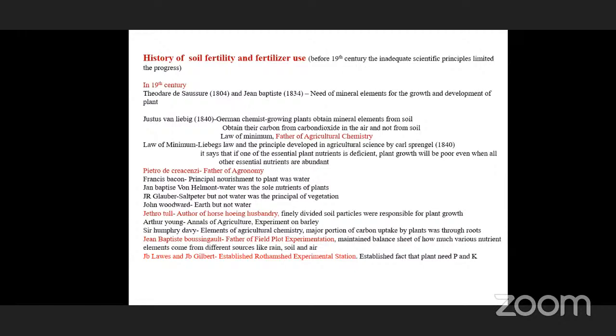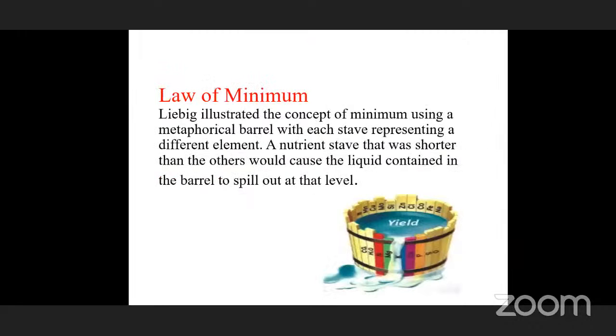In 1840 he was there, and he explained that carbon is obtained from carbon dioxide in the air, not from the soil. And he also discovered the law of minimum. He is known as the father of agricultural chemistry. Okay, this is the law of minimum. He explained this law of minimum by using a metaphorical barrel. These all are the steps.